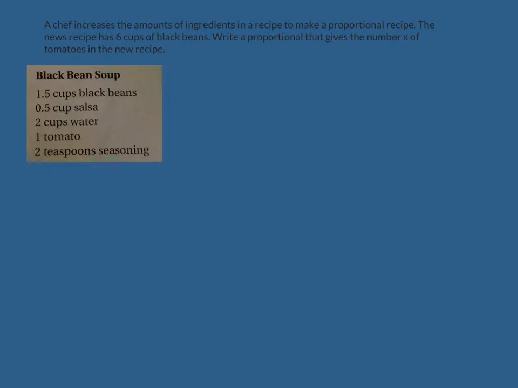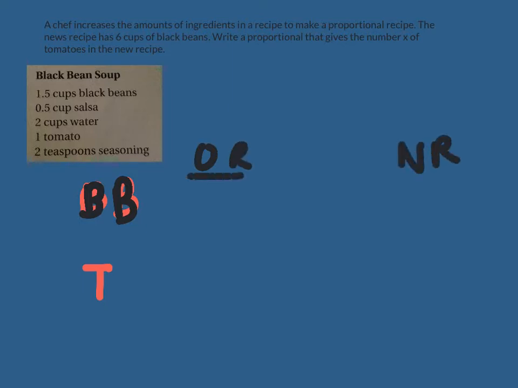So the way we can do this proportion is first we can make a table. Tables are always fun to make, right? If we have black beans, I'm just going to put BB, and then tomatoes down here. Maybe I should do black because they're black beans. Okay, so in the original recipe, and then the new recipe.